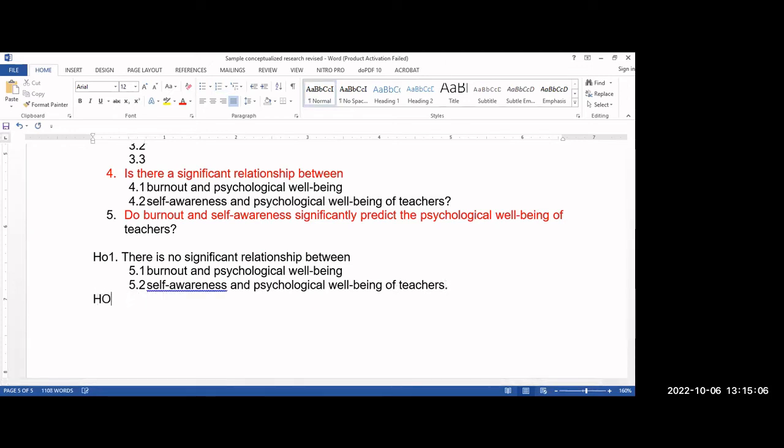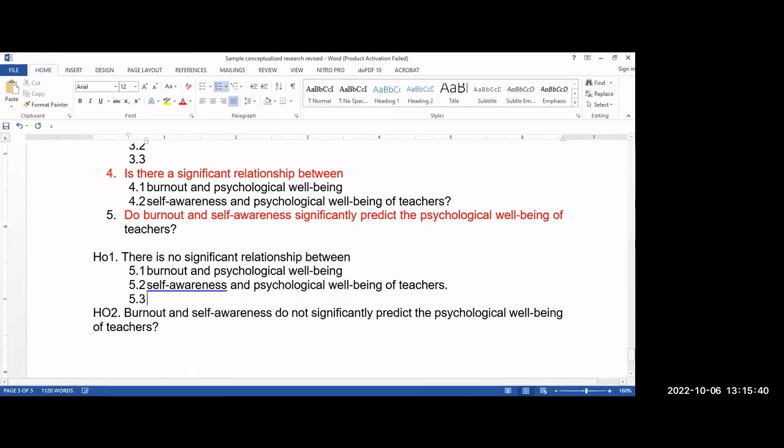And HO2 is burnout and self-awareness do not significantly predict the psychological well-being. Okay, so that's the hypothesis 2 for number 4 and the number 5 question.